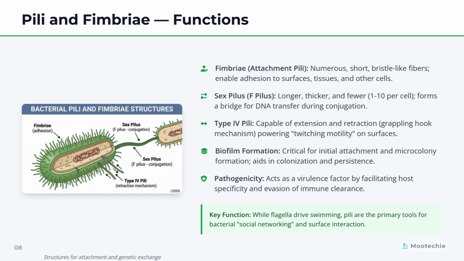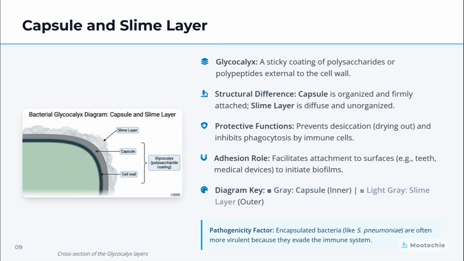This slide covers the capsule and the slime layer, the sticky outer coatings of many bacteria. The diagram, labeled bacterial glycocalyx, shows two layers, an inner capsule and a looser outer slime layer, both sitting outside the cell wall. Glycocalyx. This is a sticky gel-like coating of polysaccharides or polypeptides external to the cell wall. Think of it as a biological gel coating. Structural difference. The capsule is organized and firmly attached, while the slime layer is diffuse and unorganized. One is like a tight shell, the other like loose goo.